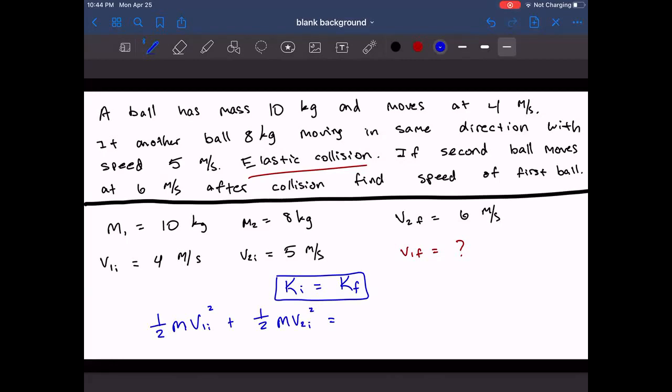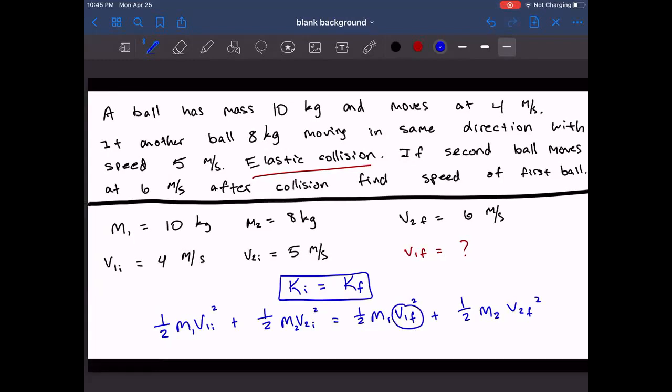So would it be just 1/2 M1 V1F squared? Yes, good. Plus 1/2 M2 V2F squared. Beautiful. And the hard part's done. Again, now you have to solve for a variable, right? Which one? This one.